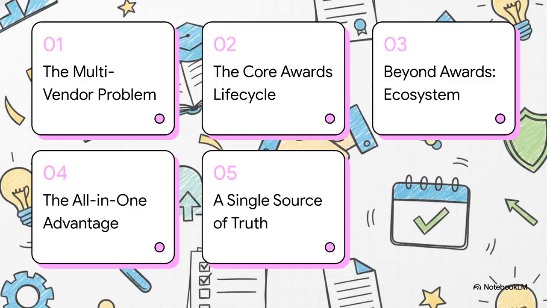So in this explainer, we're going to break down how a single, unified platform can solve all this. We'll start by looking at the multi-vendor problem. Then we'll walk through the core modules of the awards lifecycle. After that, we'll look at the wider ecosystem beyond just awards, highlight the all-in-one advantage, and wrap up with why having a single source of truth is just so incredibly important for your mission.